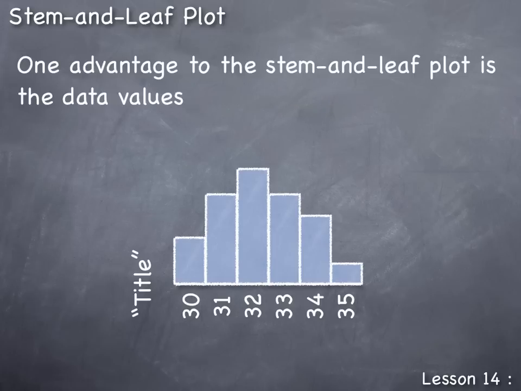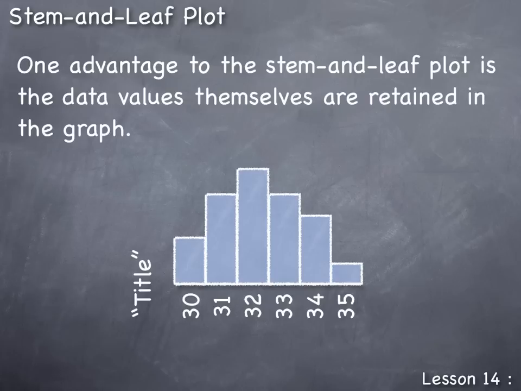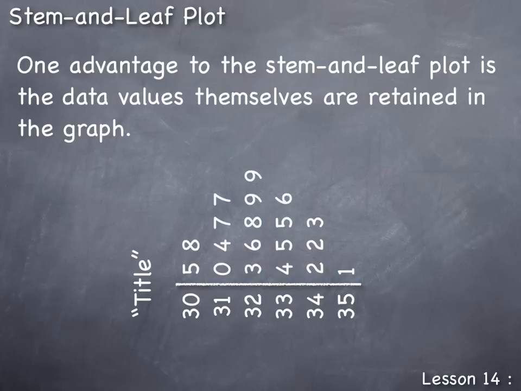One advantage to the stem and leaf plot is the data values themselves are retained in the graph. The histogram loses the actual data values, and in their place are the bars in the bar graph. So all we know is that in the first bar there were 2 data values that appear somewhere between 300 and 309. We don't know what the actual data values are. But in the stem and leaf plot, where the actual data values are used to construct the plot, you can see here that those data values were actually 305 and 308.